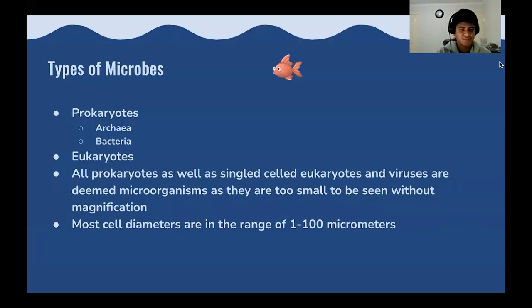Okay, so the first thing that you would have noticed on your lecture slides is that you're going to be learning about types of microbes. The first three, or the main three, are going to be archaea, bacteria, and eukaryotes. It's not that important for you guys to know the difference between archaea and bacteria. If you are curious, a main difference is that archaea lacks peptidoglycan in its cell walls. But definitely, you will need to know the difference between prokaryotes and eukaryotes. Now, microorganisms is a pretty broad term, but basically, it just means anything that you need magnification or a microscope to see. And usually, they have a cell diameter of 1 to 100 micrometers.